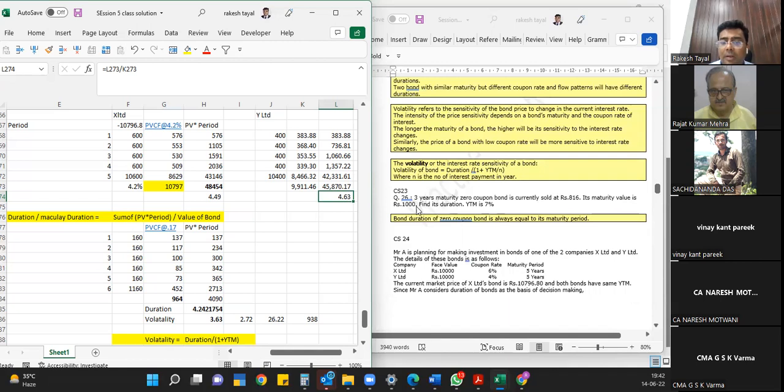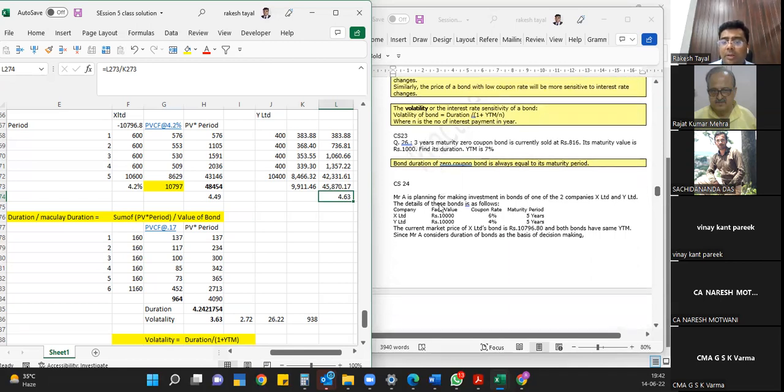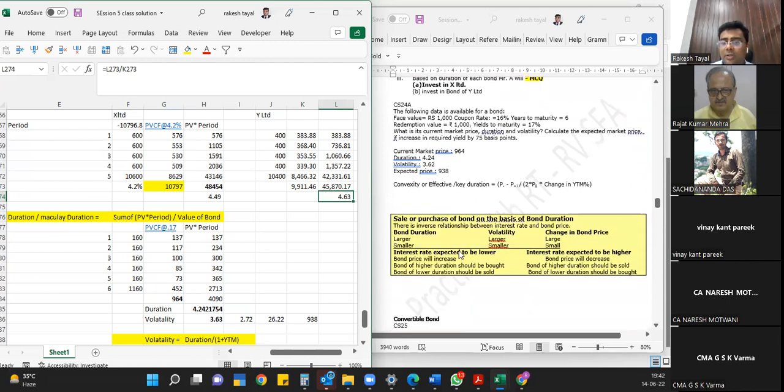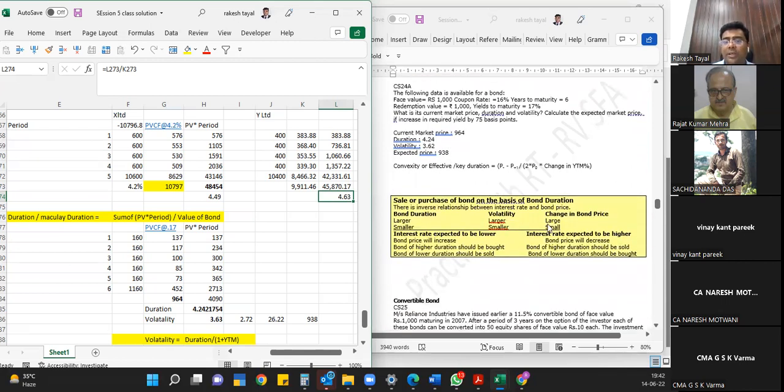Now problem number this. So here it is, some MCQ are there. So sale or purchase of the bond on the basis of bond duration. So bond duration जितनी ज्यादा होगी उतनी ज्यादा वोलेटिलिटी होगी और उतना ही ज्यादा बॉन्ड प्राइस में चेंज होगा. जितना बॉन्ड ड्यूरेशन कम होगी उतना वोलेटिलिटी कम होगी एंड चेंज इन बॉन्ड प्राइस भी कम होगा. इट्स अ डायरेक्ट रिलेशनशिप between duration, volatility and change in bond price.